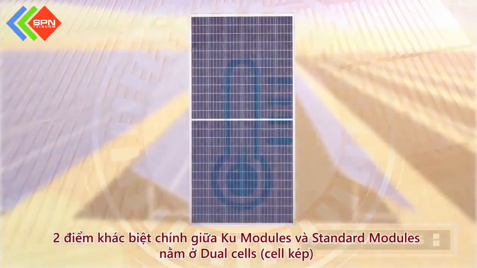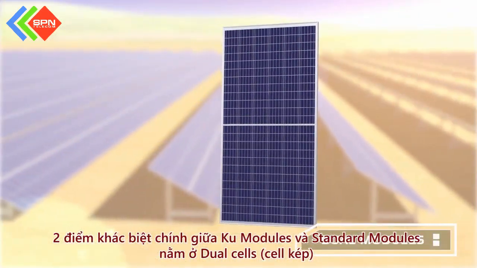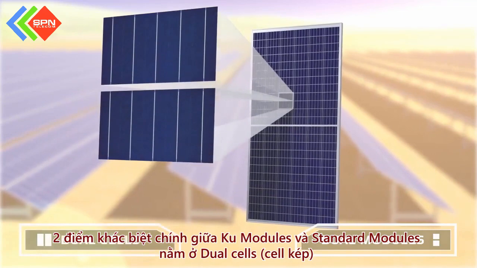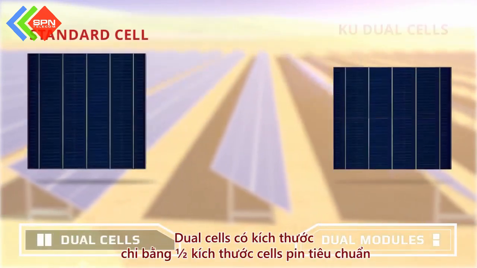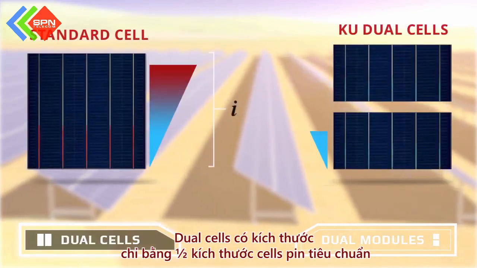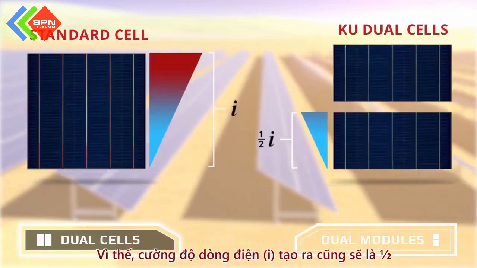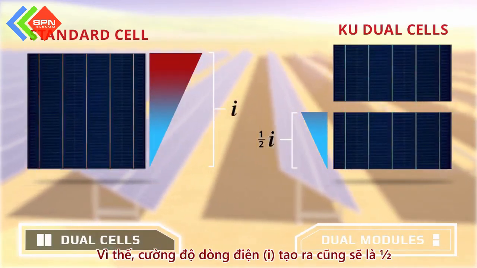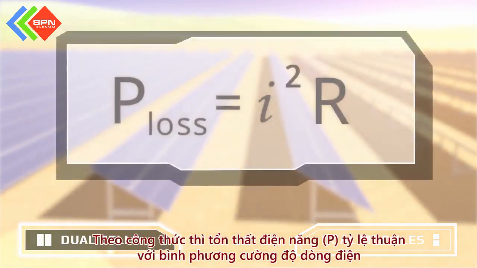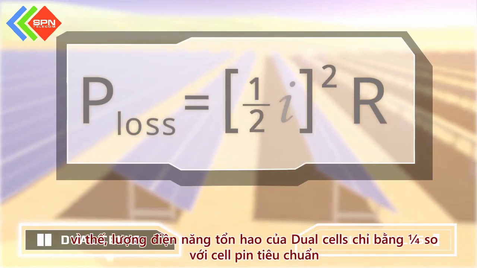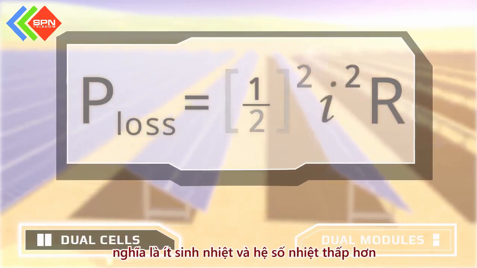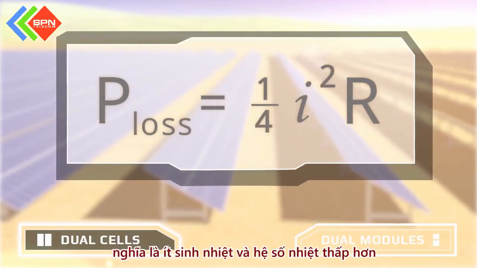The main differences between Ku modules and standard PV modules are dual cells and dual module design. Dual cells are half the width of standard cells. Cells with half the width generate half the current. Because the power loss goes as the square of the current, dual cells generate only 1/4 of the power loss, which means less heat generated.